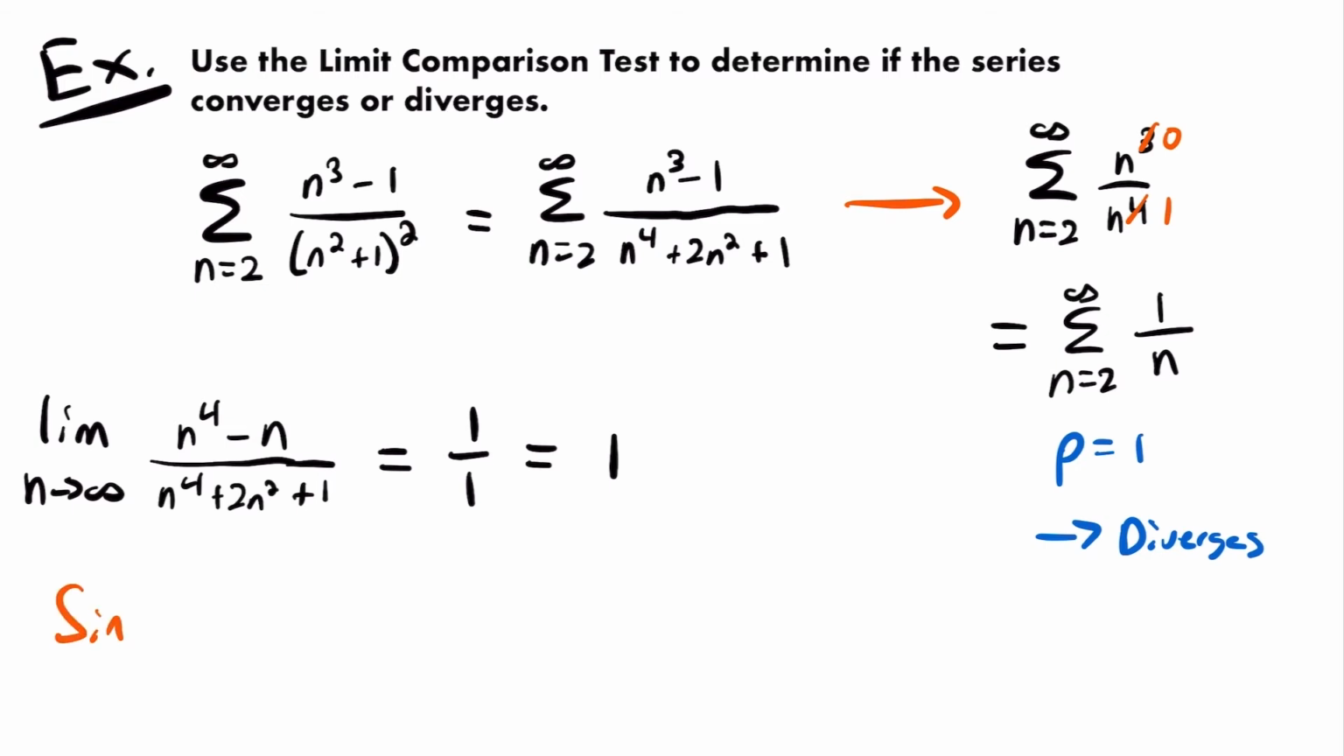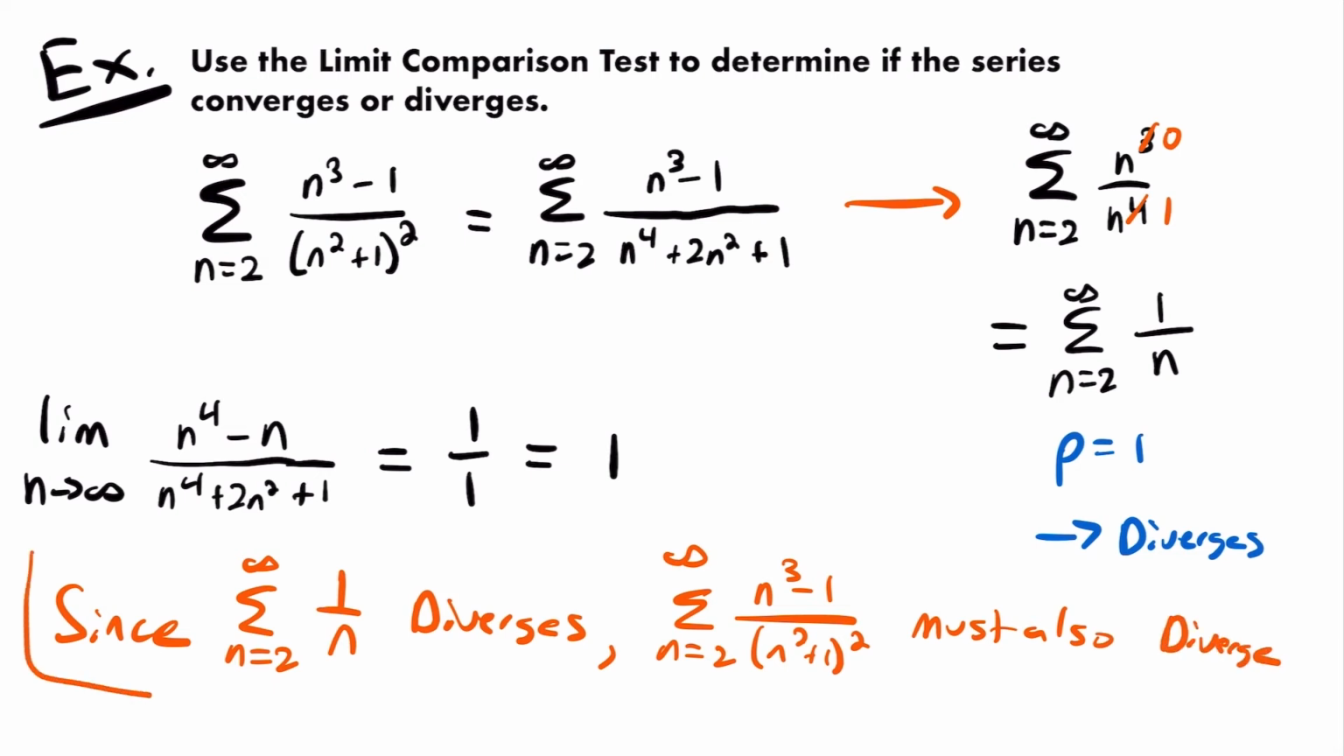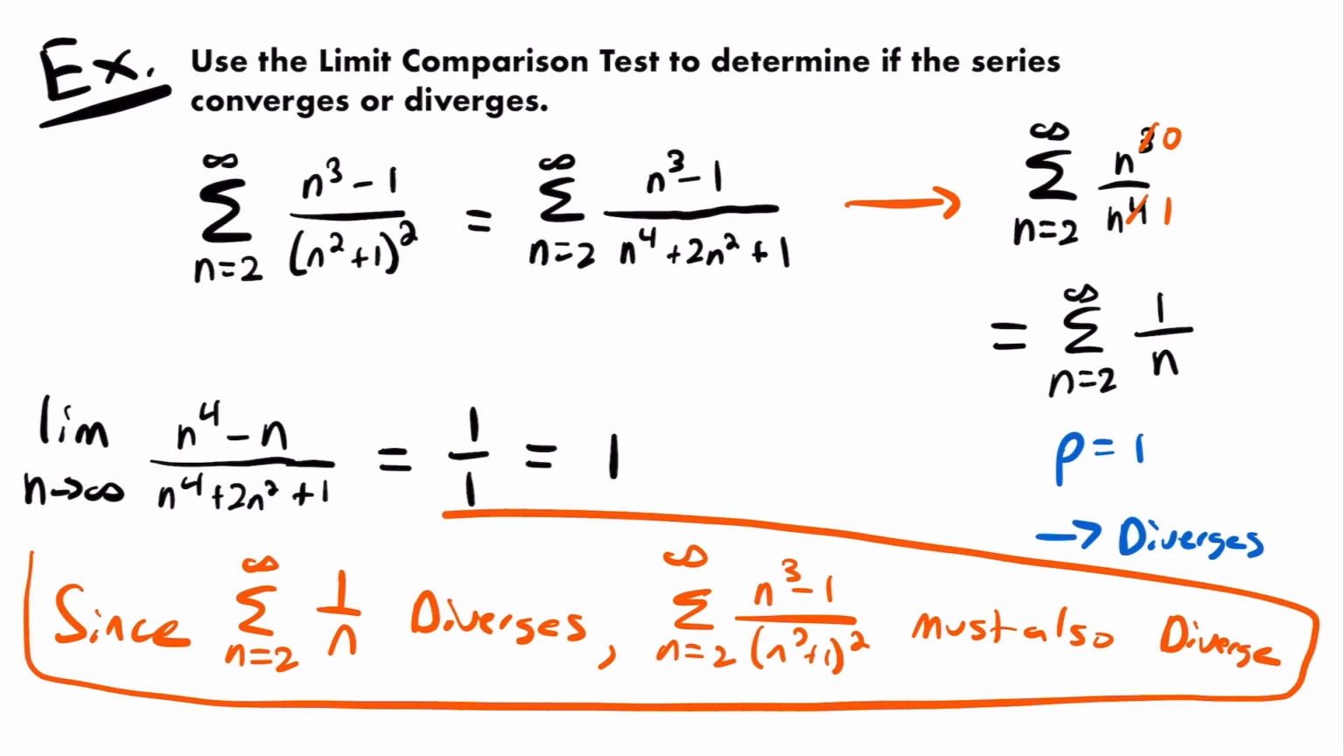We can say that since our comparison series, the sum from n equals 2 to infinity of 1 divided by n diverges, our original series, the sum from n equals 2 to infinity of n cubed minus 1 divided by n squared plus 1 squared, must also diverge. That is the final answer to this example.